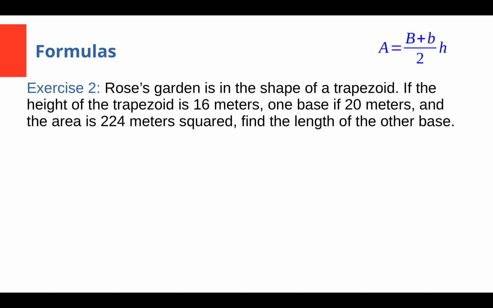And we can draw it. I always like to draw things because it gives me much more understanding. So the height of the trapezoid is 16 meters, one base is 20 meters, and the area is 224 meters squared. The area is always squared, the volume is cubed, and the length is just the unit. Find the length for the other base.